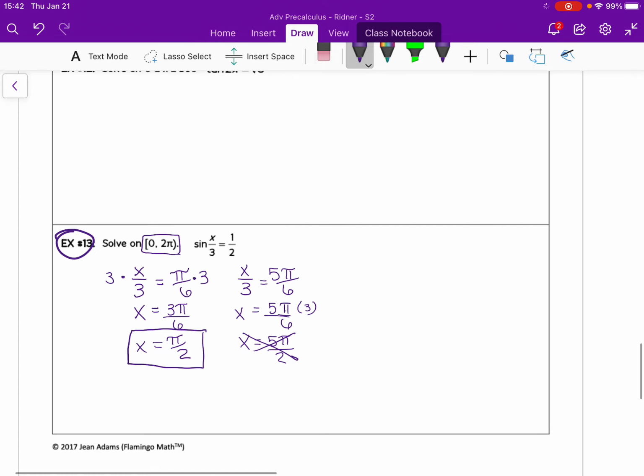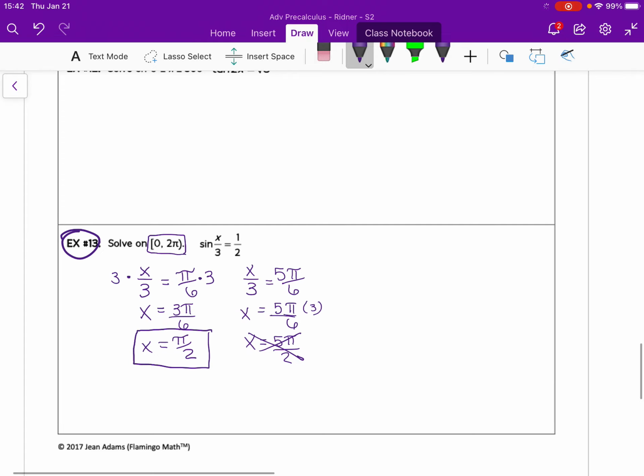Okay, this would work if it was going on forever, but since it's only between 0 and 2 pi, remember 4 pi over 2 is 2 pi. So if I have 5 pi over 2, that is greater. So we will practice some more, but it's just taking the skills you already know and putting them on a little bit of an advanced level.